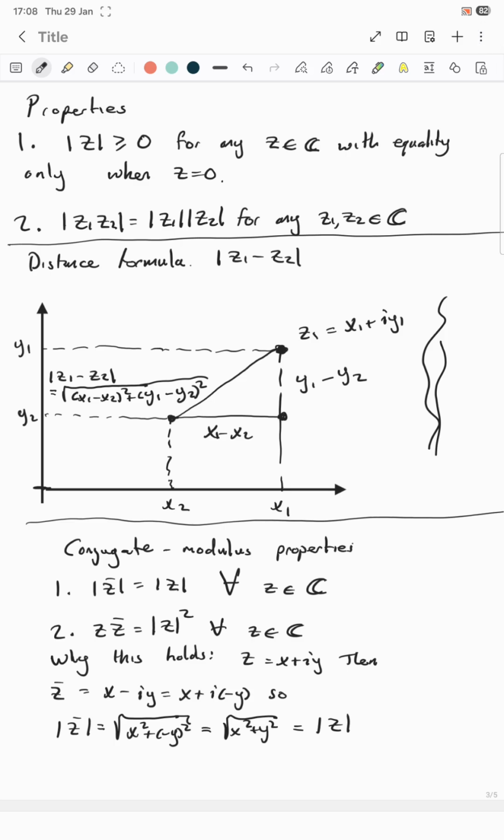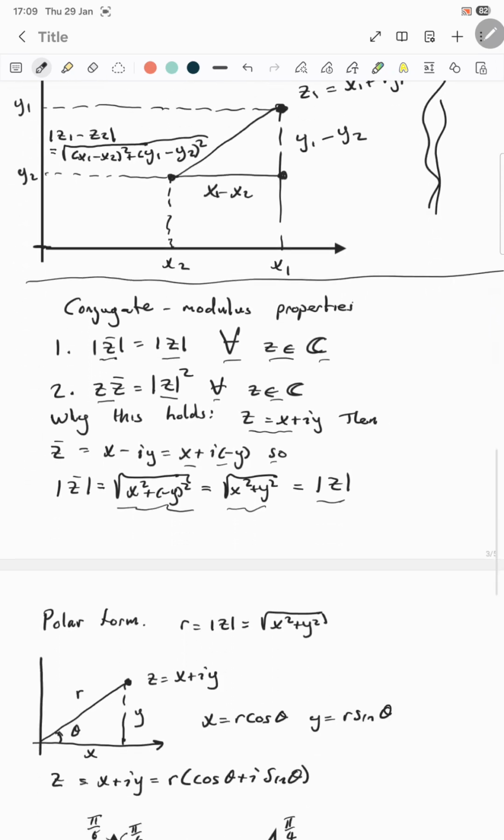Now the conjugate modulus properties. The modulus of the conjugate equals the modulus of the unconjugated, I should say, for all Z contained in C. Now the multiplication also applies here, the modulus squared for all Z in C. And why this holds: I take Z equals X plus iY, then Z conjugate equals X minus iY equals X plus i times minus Y. So our magnitude is here, and that's why this property holds.